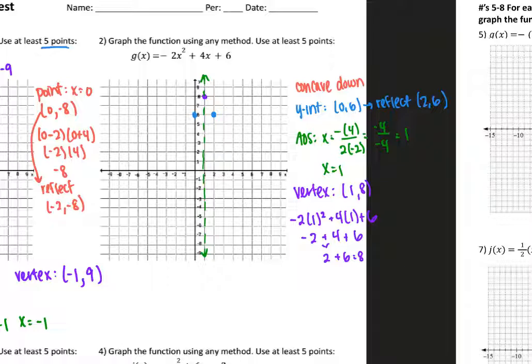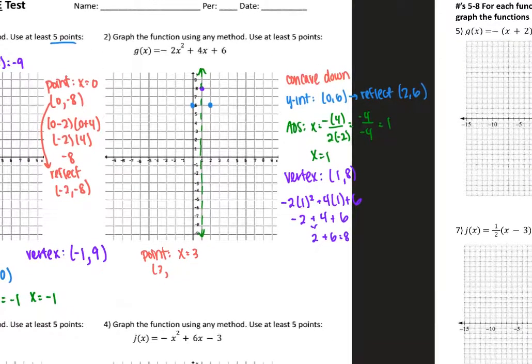We just need one more point. So again, we're just going to choose something near our vertex. So here's our vertex. If we go 1 to the right, we already have a value for x equals 2. So let's go ahead and plug in 3 to our equation. So for our point, we're going to plug in x equals 3. So my point is going to be (3, comma, and then to get the y value, we're going to plug it in to our equation.